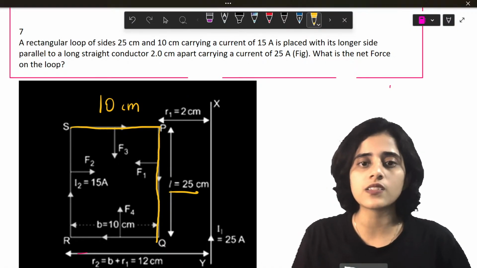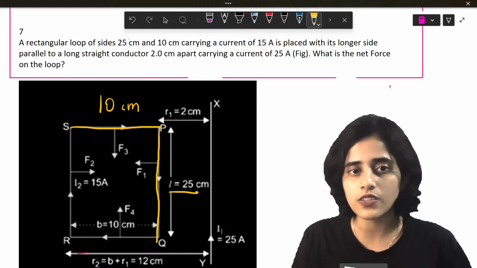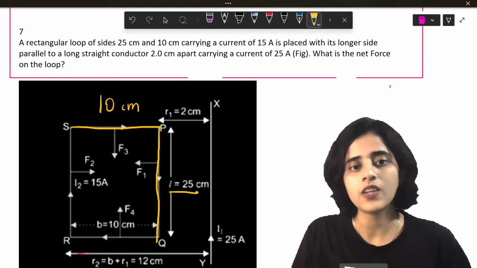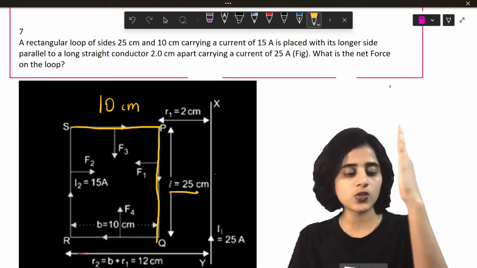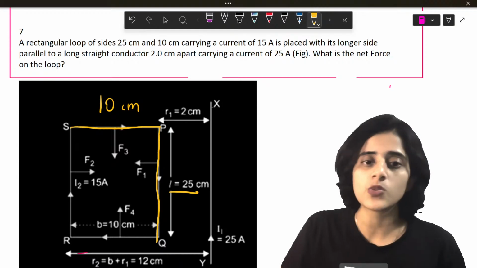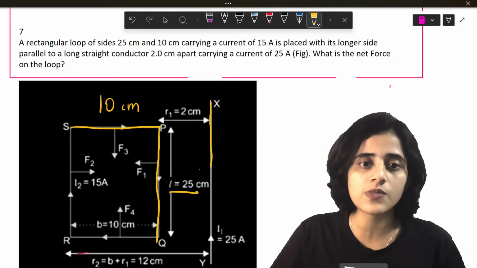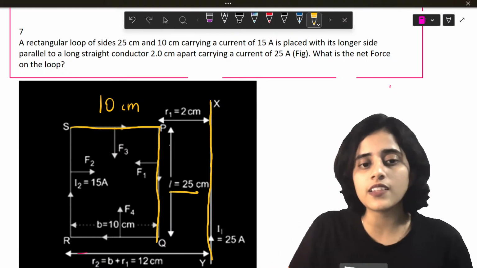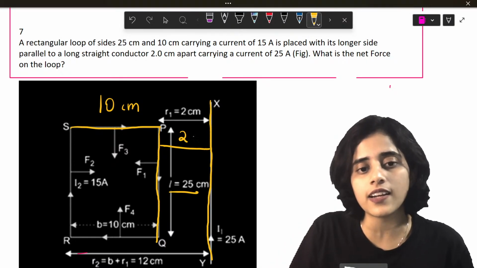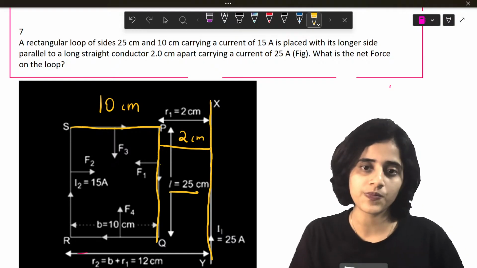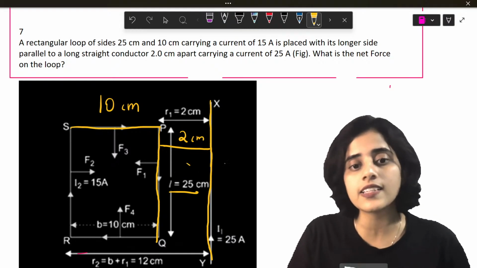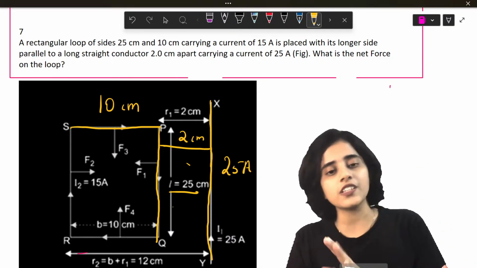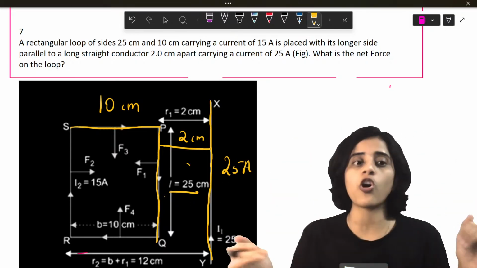A triangular loop carrying 15 amps is placed with its longer side parallel to a straight conductor. The longer side is the 25 centimeter side, and it is placed near the straight conductor. The distance between the loop and the conductor is 2 centimeters. The conductor carries a current of 25 amps. The question is, what is the force on the loop?